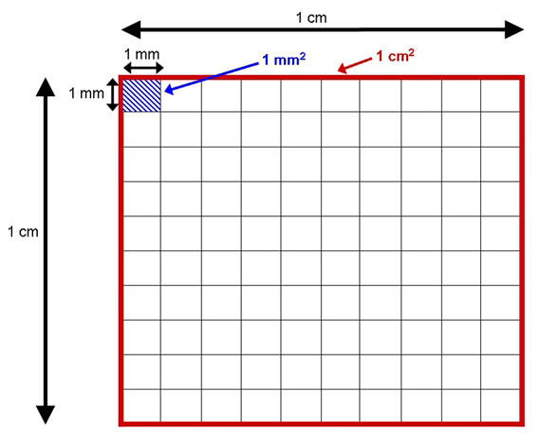Algebraically, these units can be thought of as the squares of the corresponding length units. The SI unit of area is the square meter, which is considered an SI-derived unit.